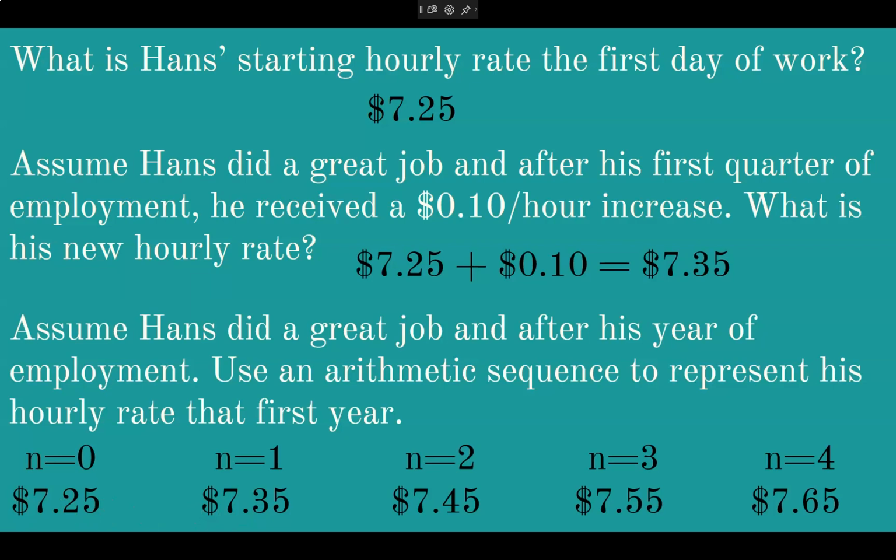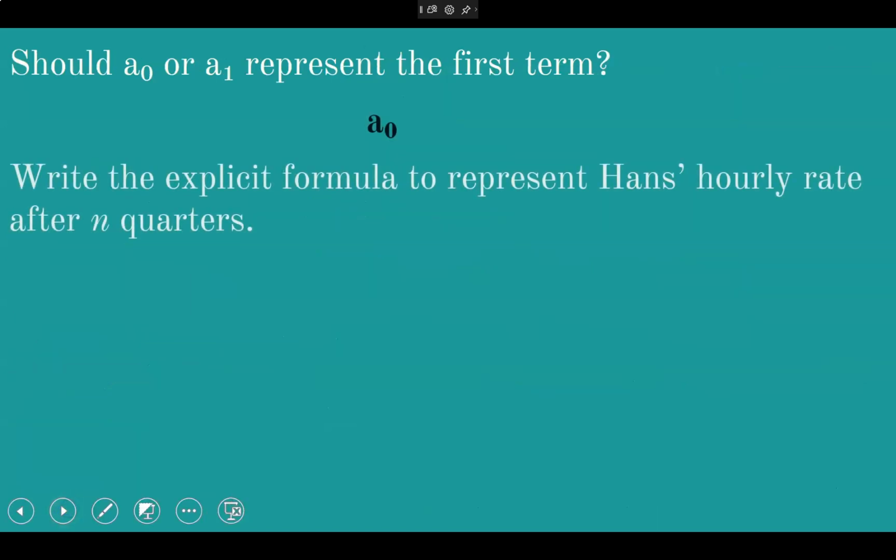Okay. So should we use a sub 0 or a sub 1 to represent our first term in the sequence? This time we should use a sub 0. Why? Because I haven't had my first quarter yet, right? In this situation, a sub 0 shows the very beginning without any change happening yet, right? N equals 1 means I've had 1 quarter pass by. N equals 2 means I have had 2 quarters pass by, right? So it does represent something a little bit differently. So in this situation, we should use a sub 0 for my first term, what he started with before I did anything else to it.